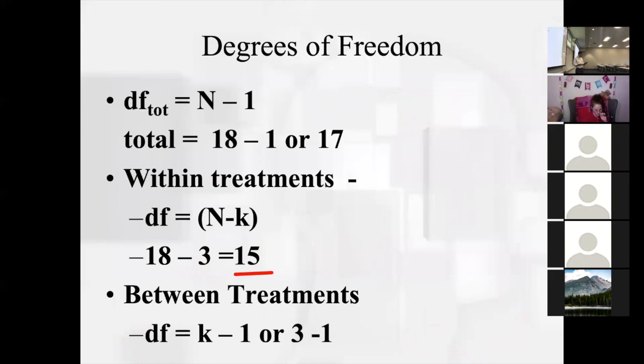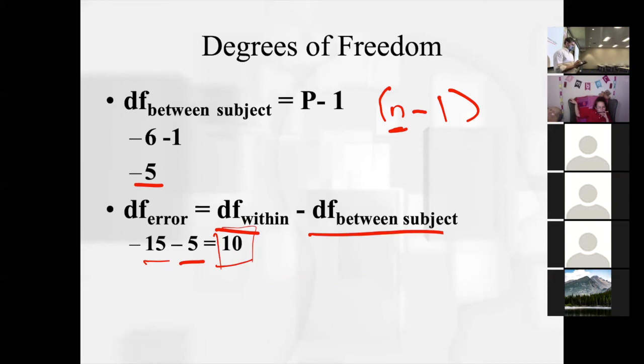So the degrees of freedom total is just like we did before, where it's the total number of observations, in this case, 18 minus 1. The degrees of freedom within is just like we did on Monday, so it's the number of observations minus the number of conditions. So 18 minus 3 is 15. For between treatments, it's k minus 1, or 3 minus 1, or 2. The degrees of freedom between subjects is the number of subjects you have minus 1, or 5.